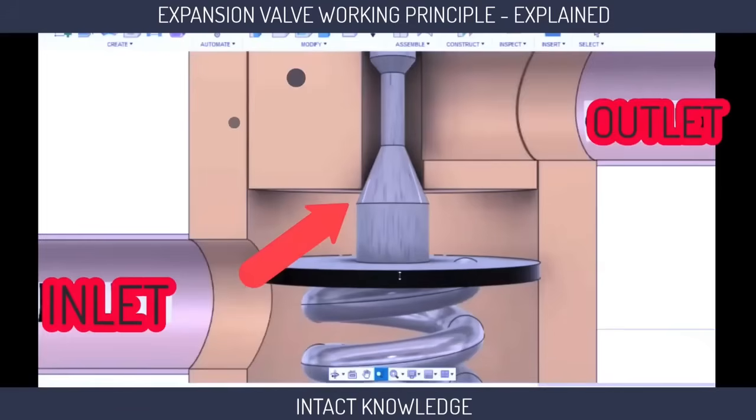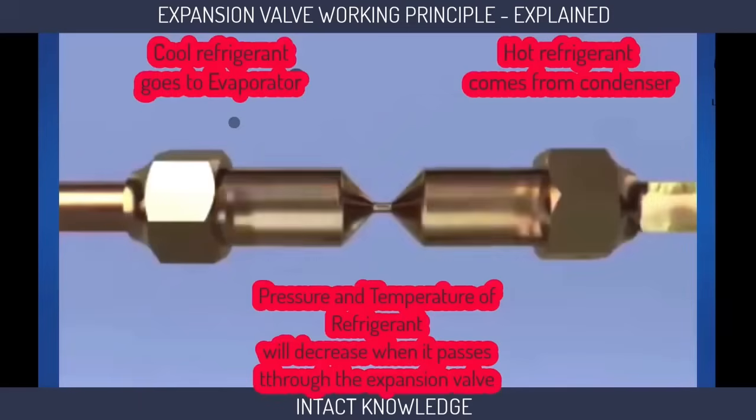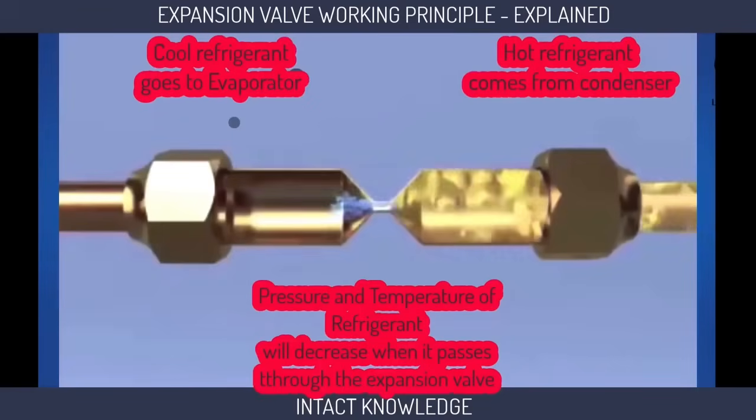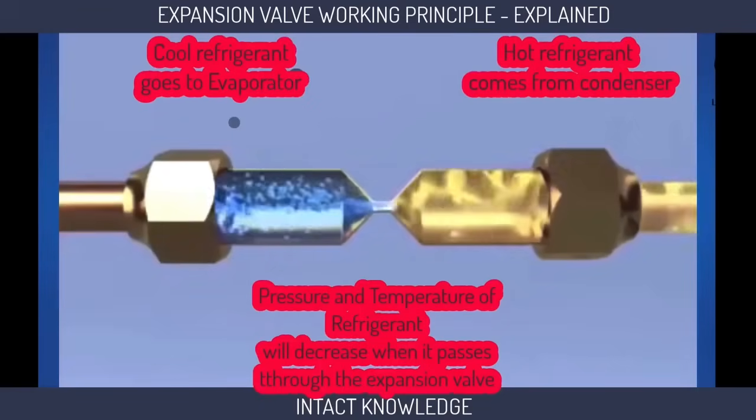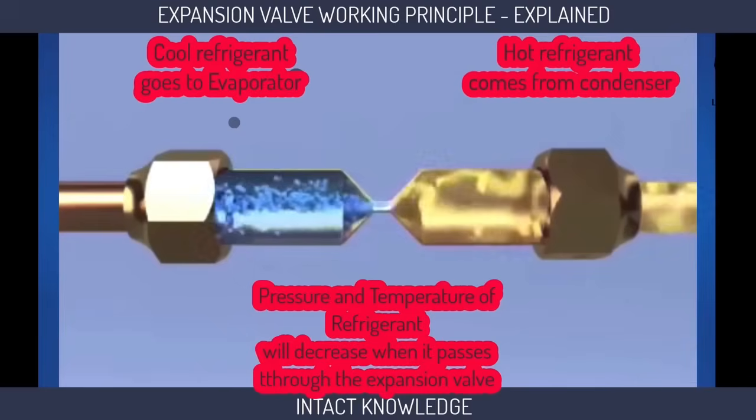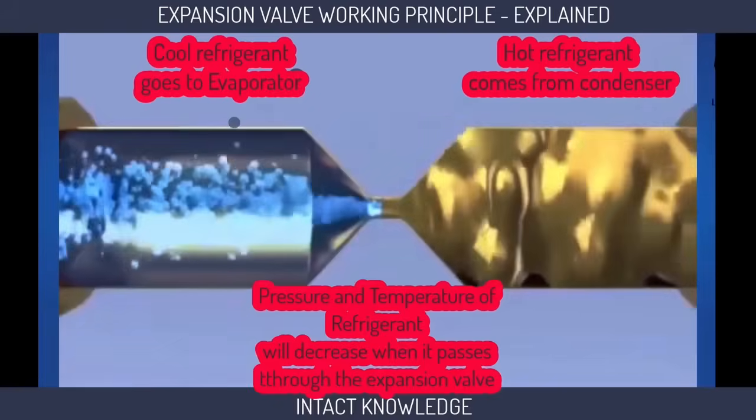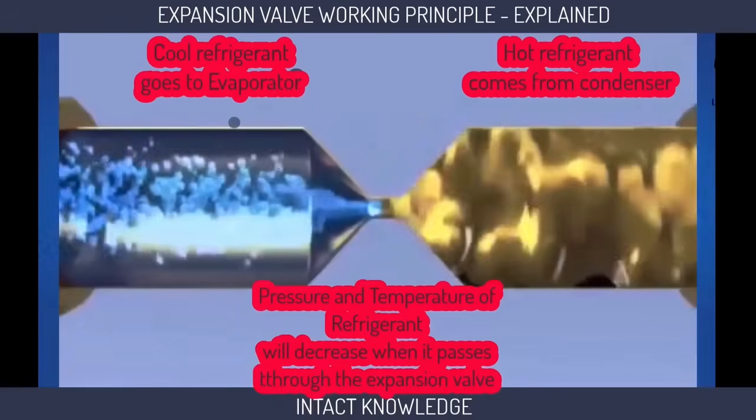The passage that the refrigerant can travel through is very small. It compresses and releases the refrigerant that travels through it. Therefore, as we have already mentioned above, the pressure and temperature of the refrigerant decreases and the cooled refrigerant goes to the evaporator.